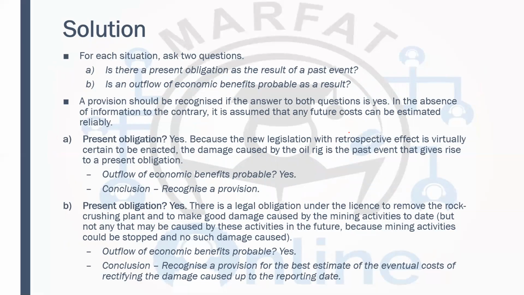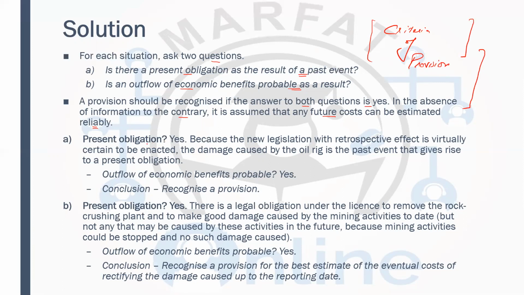Now, the first thing you need to see again is the criteria of the provision. For each situation, ask two questions. Is there a present obligation as a result of a past event? Is an outflow of economic benefits probable as a result? A provision should be recognized if the answer to both questions is yes. In the absence of information to the contrary, it is assumed any future cost can be estimated reliably. Now, this is something you need to understand, that you have to apply the criteria of the provision whenever you are establishing whether a provision should be recorded.